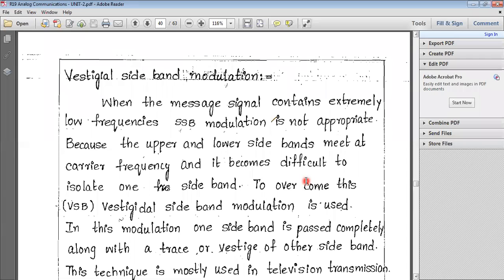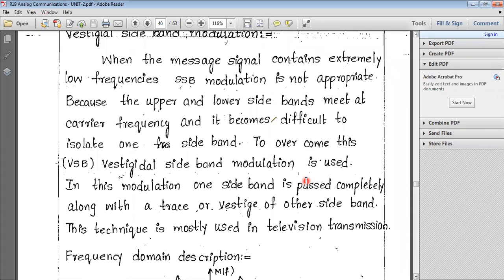To eliminate that, we go to vestigial sideband. It is a very, very important technique. This vestigial sideband type of modulation is done in television transmissions.